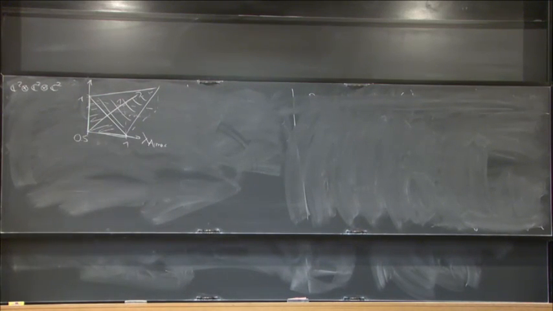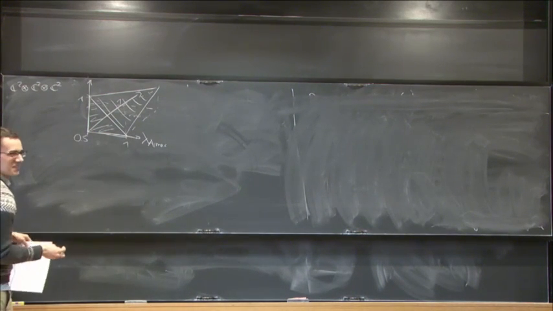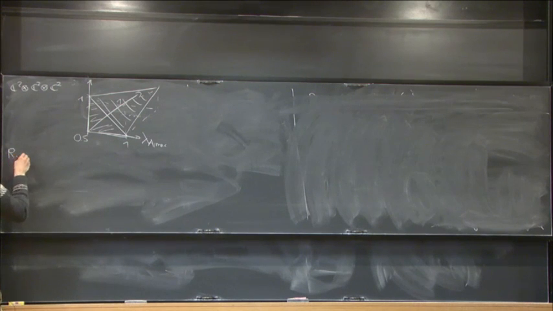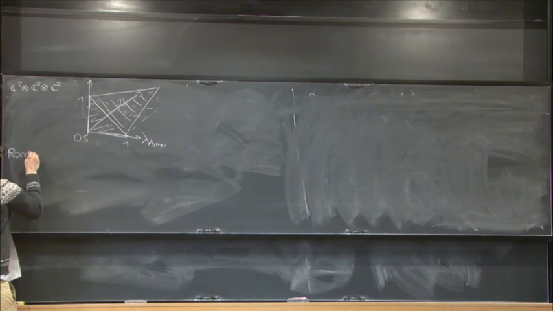Now the second problem that I might or might not talk about is what I call maybe the random quantum marginal problem.